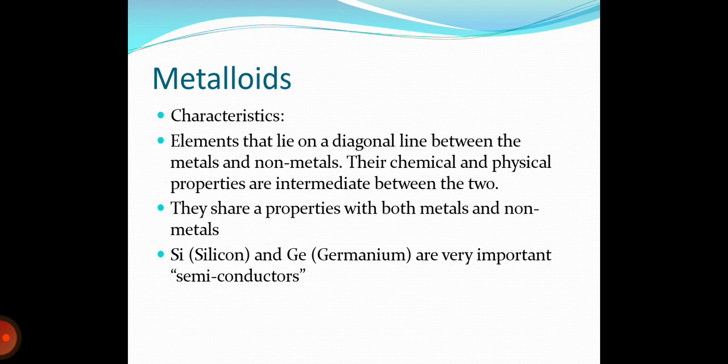Metalloids. The characteristics of metalloids: these are elements that lie on the diagonal line between the metals and nonmetals. Their chemical and physical properties are intermediate between the two. They share properties with both metals and nonmetals. For example, silicon and germanium are very important semiconductors which conduct electricity.